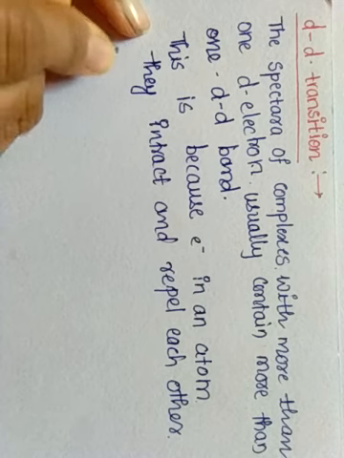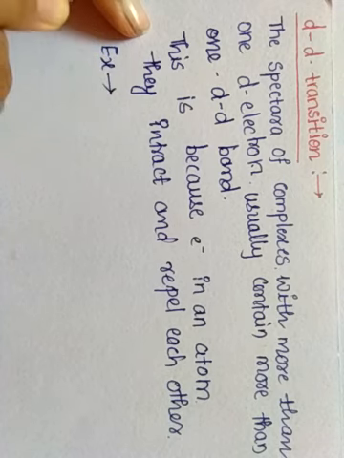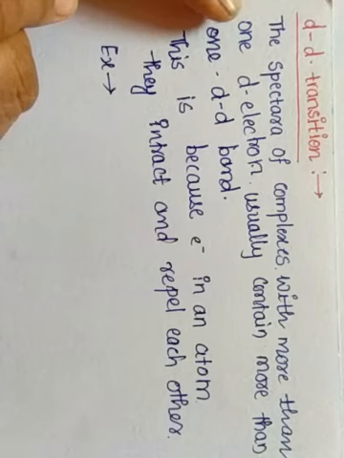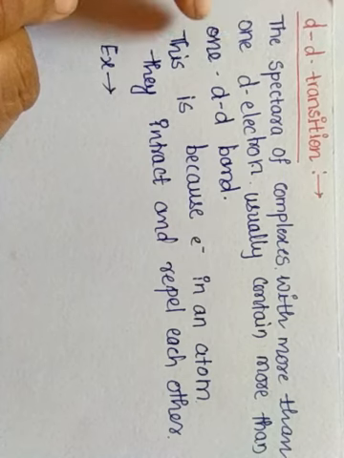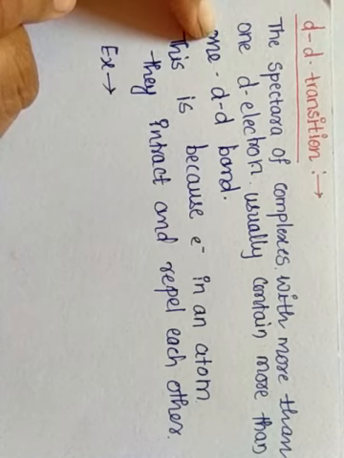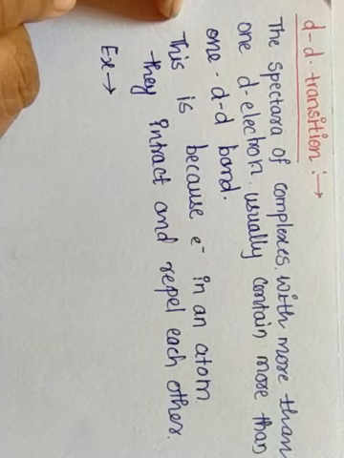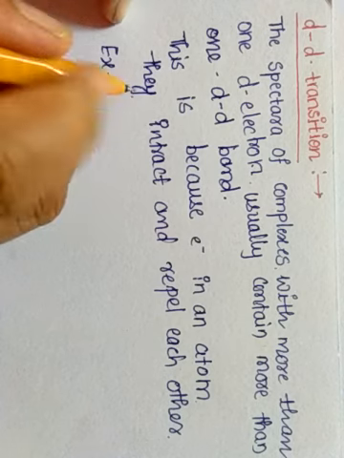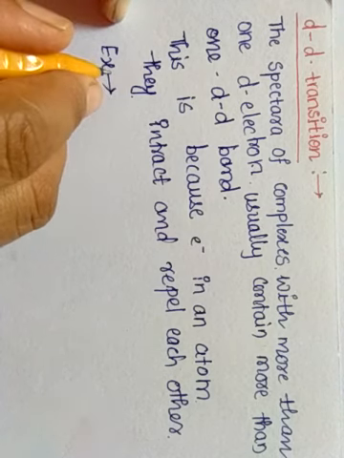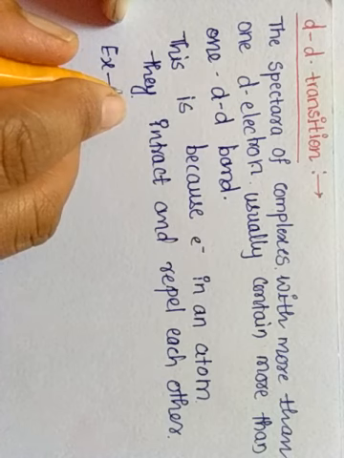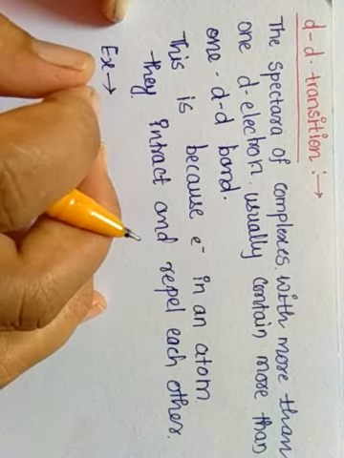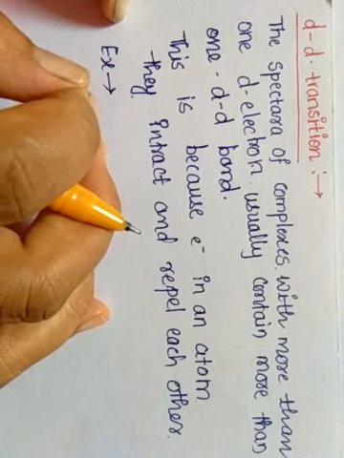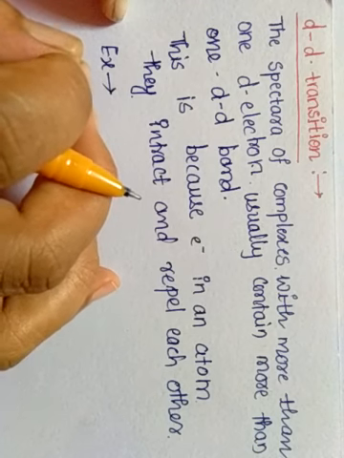You can take an example here. What I am telling you is about DD transition. The spectra of complexes with more than one D electron usually contain more than one DD band, and this is because electrons in an atom interact and repel each other. You can take an example here: a D2 electron configuration ion gives rise to 5 different energy terms, that is, 5 energetically distinct ways of arranging these electrons even in the case of a free ion and atom.